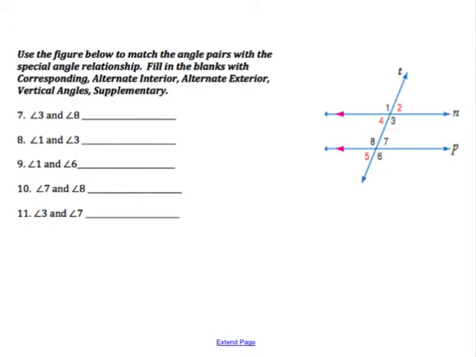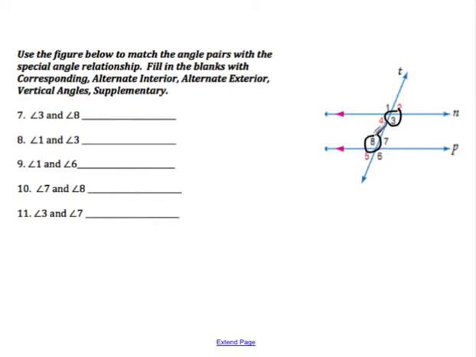Use the figure below to match the angle pairs with the special angle relationship. Fill in the blank with corresponding, alternate interior, alternate exterior, vertical angles, supplementary, and also consecutive. You also could have consecutive angles. So let's take a look at 3 and 8.